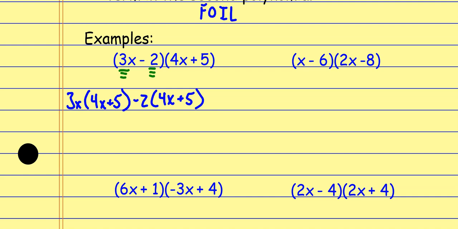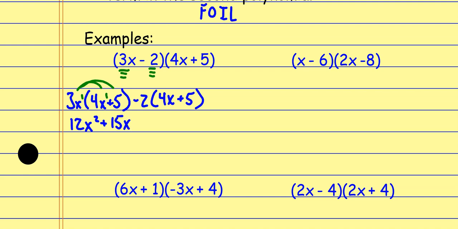So now I distribute. Ready? Here I distribute the 3x. And this becomes rules of exponents as I go. Watch this. 3x times 4x. 3 times 4 is a 12. But remember, this is an x to the first and x to the first. When I multiply, I add the exponents, so that's an x squared. And now when I do 3x times the 5, that gives me a plus 15x.